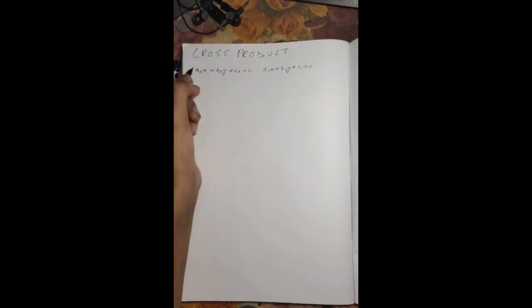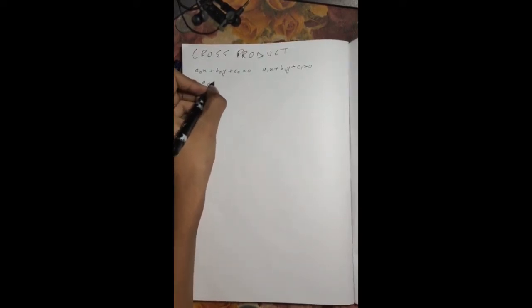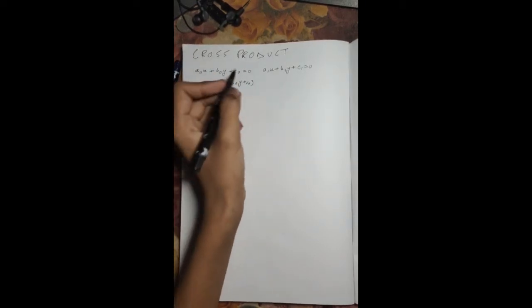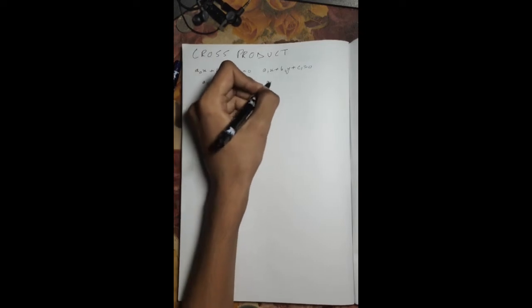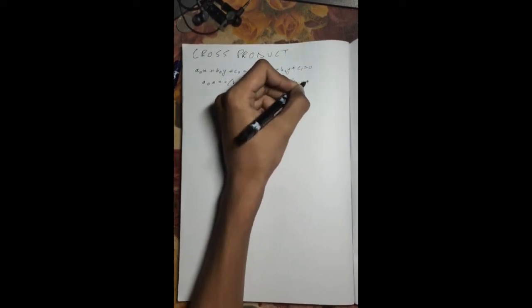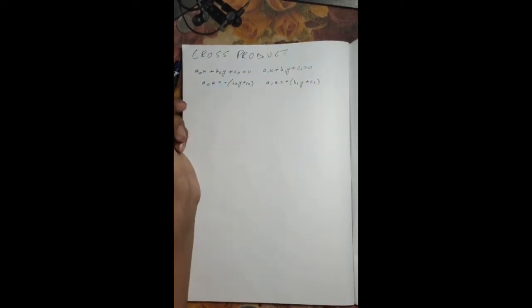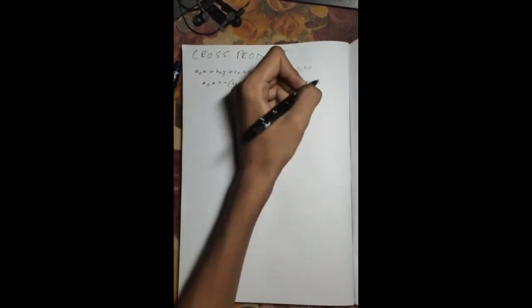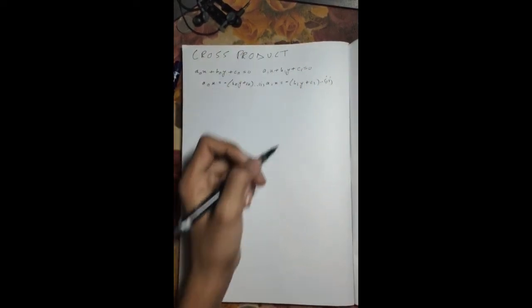For doing that, we'll write it like this: a naught x equals negative b naught y plus c naught, and a1 x equals negative b1 y plus c1. Now we can see that we have two equations, let's say 1, 2. We'll divide the first equation by the second or the second by the first, it doesn't matter, we just want to eliminate x from both the equations.